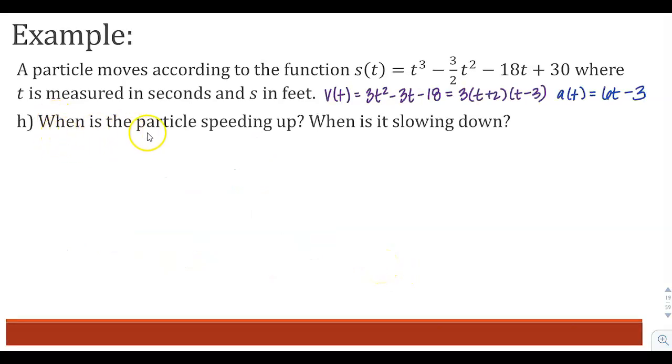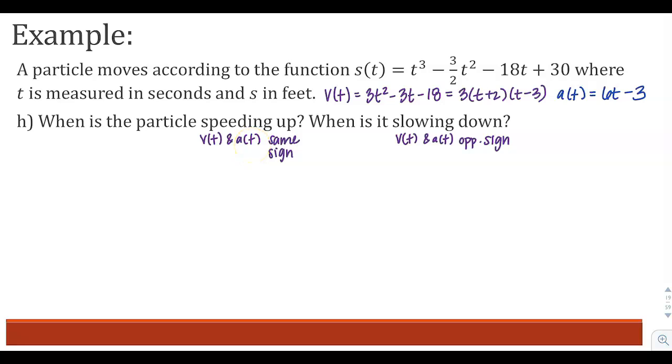In part H, we want to answer when is the particle speeding up and when is it slowing down. A particle would be speeding up if v of t and a of t have the same sign. And it's slowing down when v of t and a of t have opposite signs. So we need to figure out where velocity is positive and where it is negative, and where acceleration is positive and where it is negative.